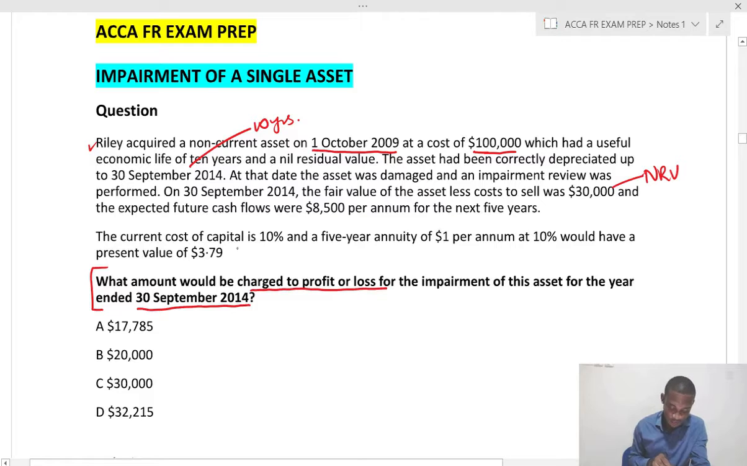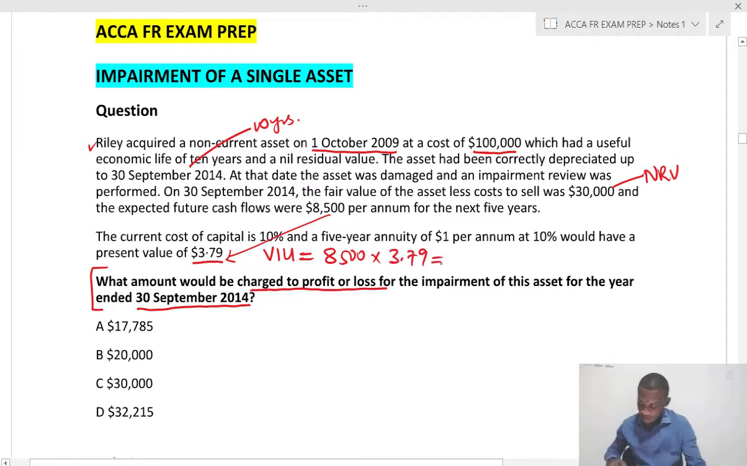Now, the current cost of capital is 10% and a 5-year annuity of $1 per annum at 10% would have a present value of 3.79. So straight away know that your value in use, which is the present value of the cash flows, should be 8,500 times the annuity factor. So let's check on that. 8,500 times 3.79. That is 32,215.